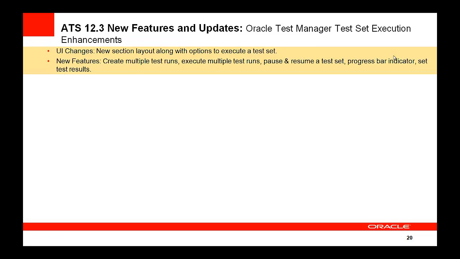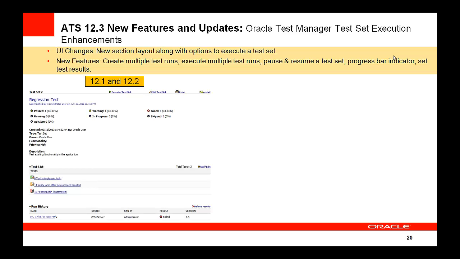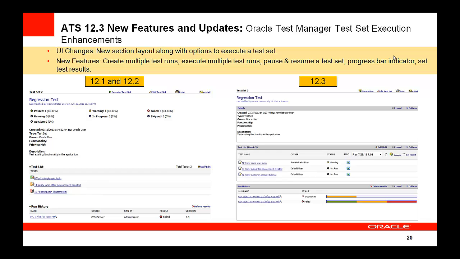In 12.3's Test Execution tab, we have enhanced the UI to provide a more organized way to present the data. This is what the Test Execution tab looks like in 12.1 and 12.2. In 12.3, we now have a new section layout along with new options to execute a test set. The sections remain the same, however, there is a more distinguished look.